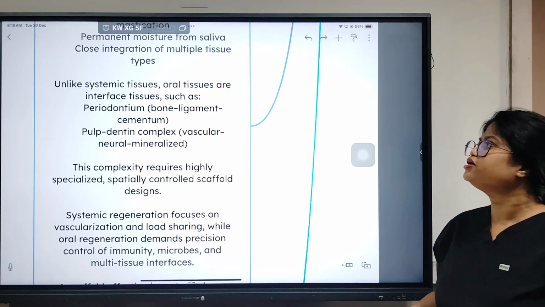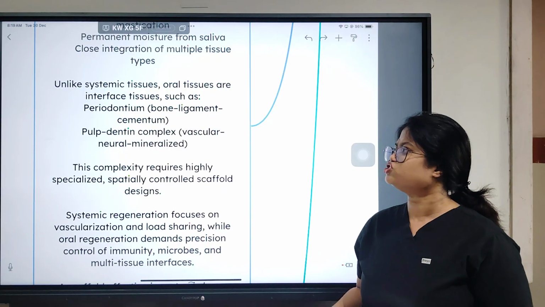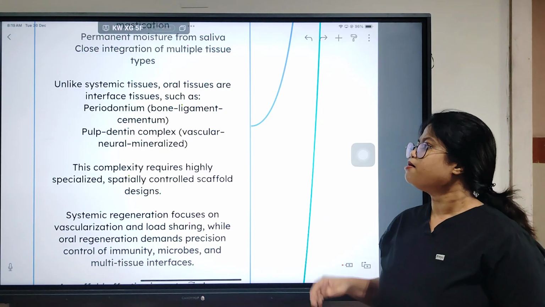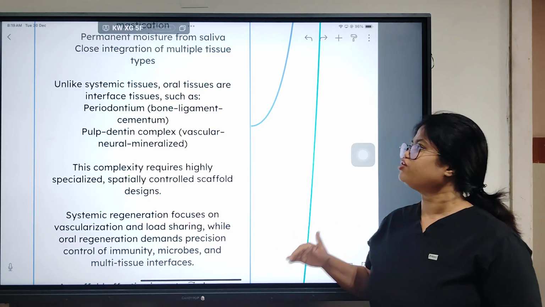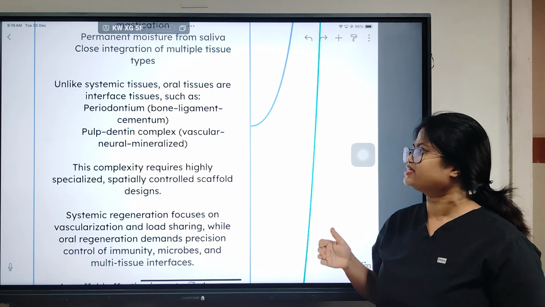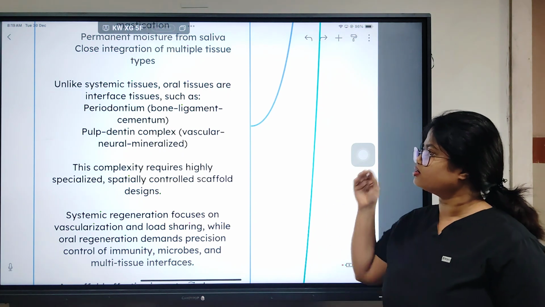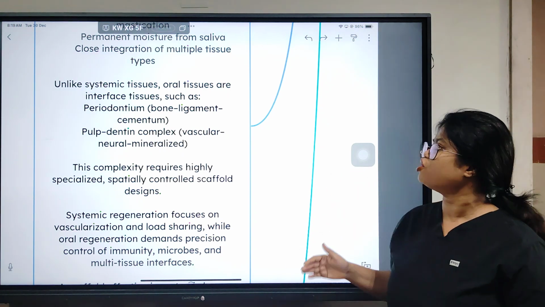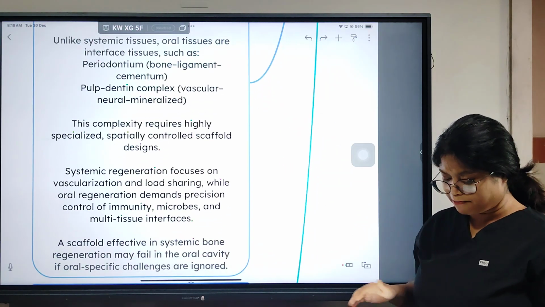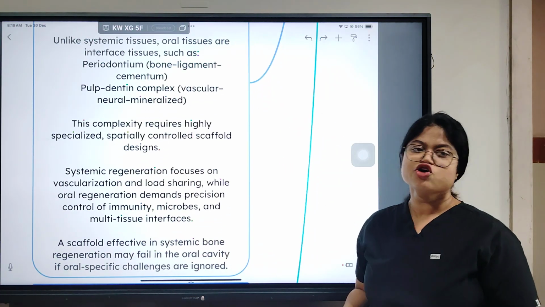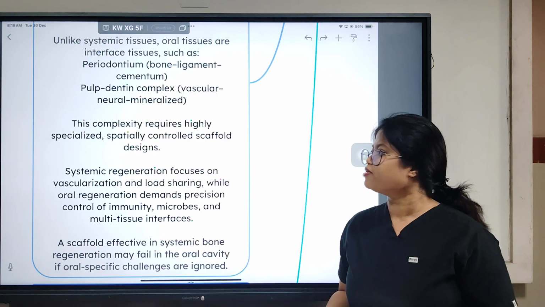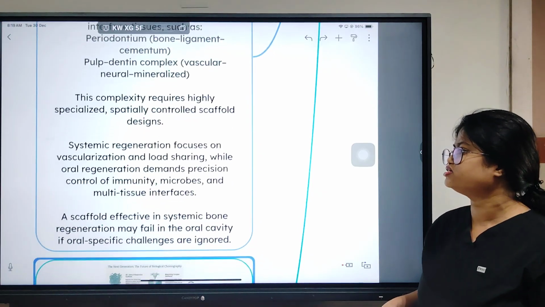So, unlike systemic tissues, oral tissue interfaces, such as we have seen for the periodontium, bone, ligament, cementum interface, and pulp dentin complex interface, mean we have to treat the various parts as individual subunits and build scaffolds and tissue engineering principles which will regenerate these complex parts separately. So this complexity requires highly specialized spatial control for scaffold designs. Selecting the material of the scaffold is very important in this area.